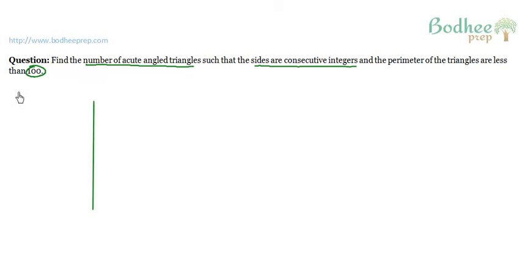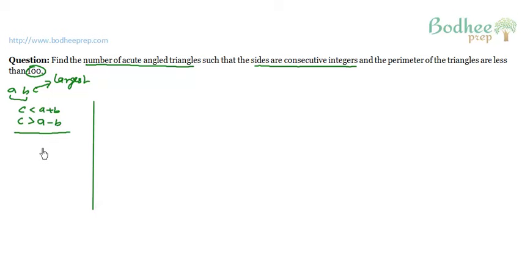We know that if A, B, C are the sides of a triangle, and let us assume that C is the largest side, then for a triangle to be possible, the sum of any two sides must be greater than the third side. That is, C should be less than A plus B. Also, the difference between any two sides must be less than the third side. So this is the fundamental condition for the possibility of a triangle.